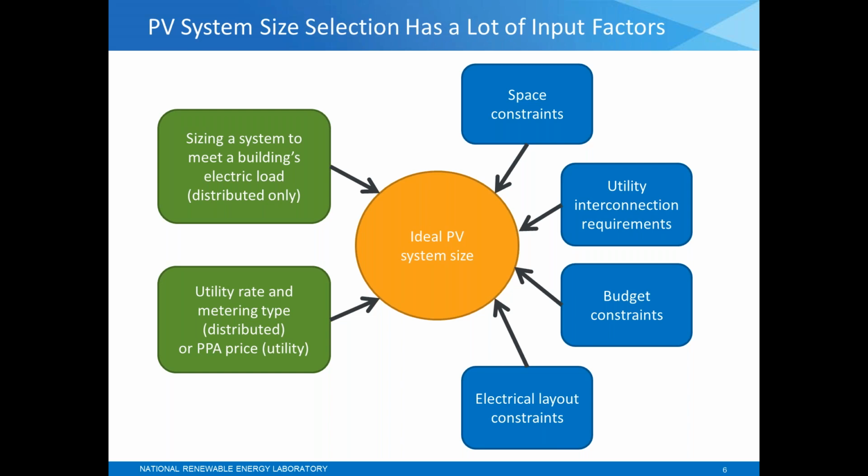But those inputs on the other side are balanced by several different constraints or requirements. Particularly for rooftop systems, for instance, you might have some space constraints. On the utility side, there might be some type of interconnection requirements that you have to adhere to for your system to get connected to the grid. Budget constraints are obviously a big factor. Otherwise, we'd all just be building the biggest systems that we could. And then there are also some constraints from the electrical layout itself, and I will go into those a little bit more.